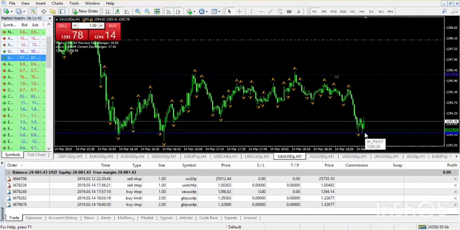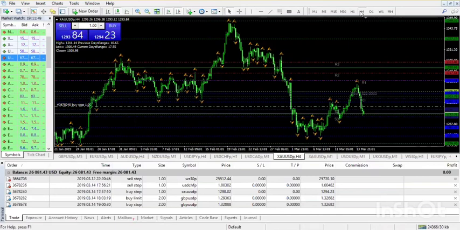Excuse me. Please repeat. We have a sideways trend right now. No, it's not. But it doesn't have many fluctuations.